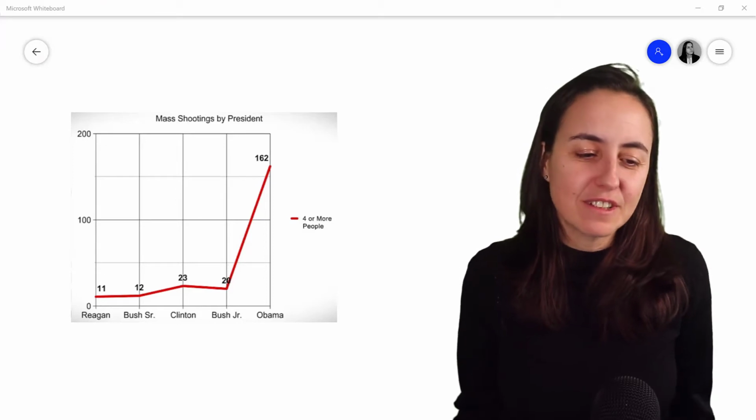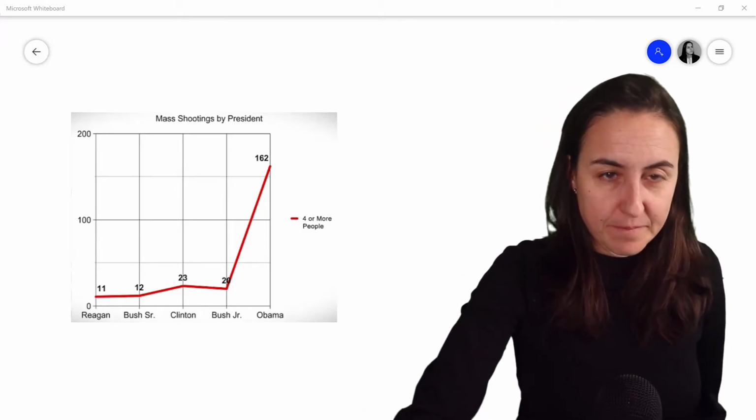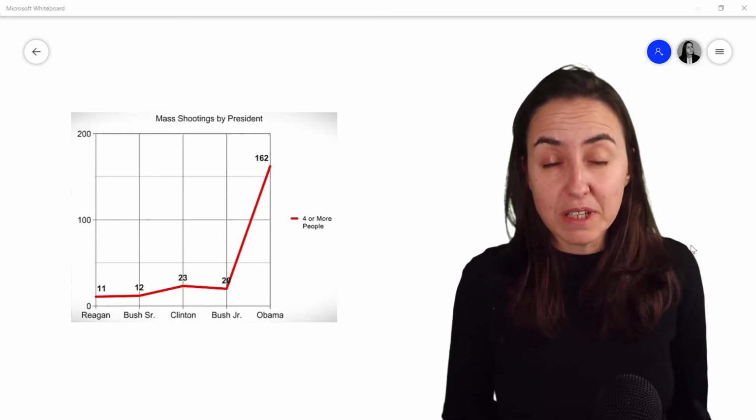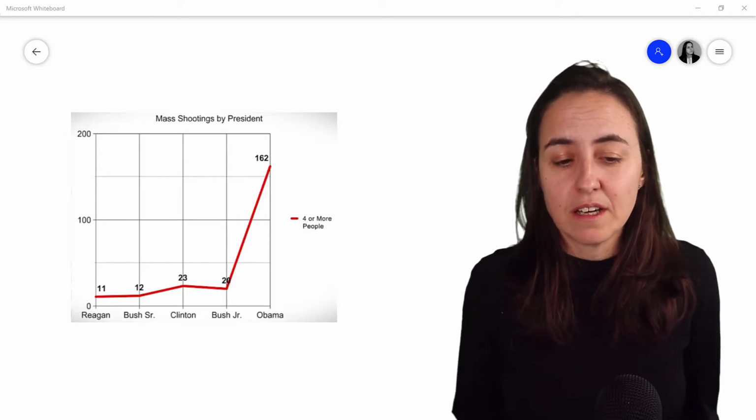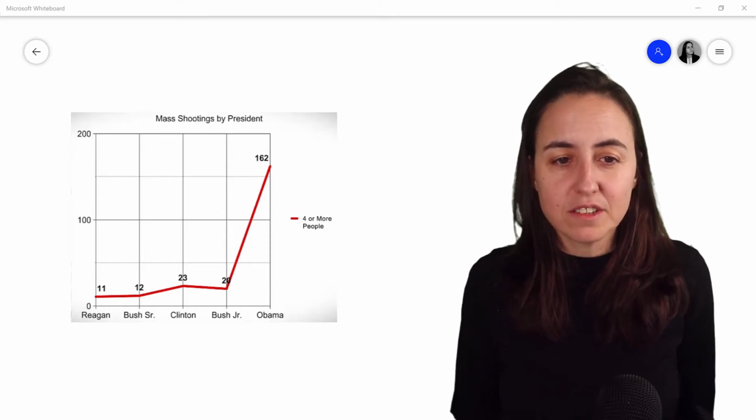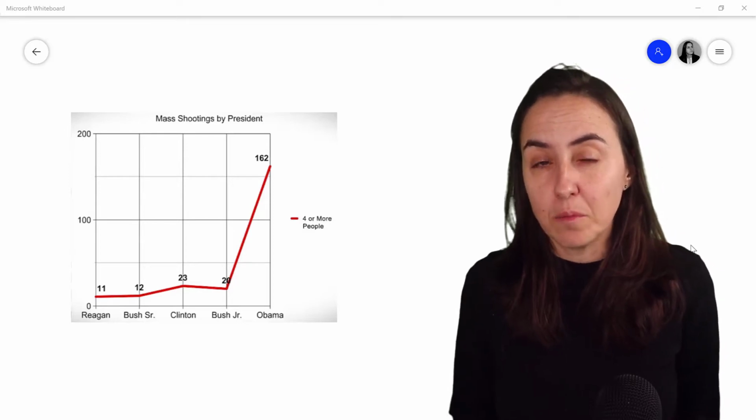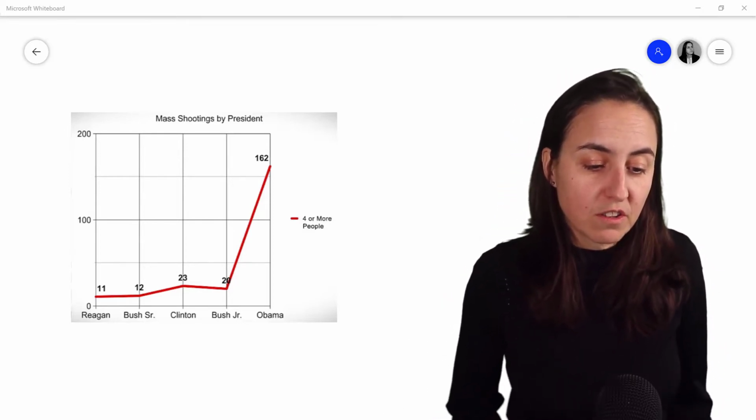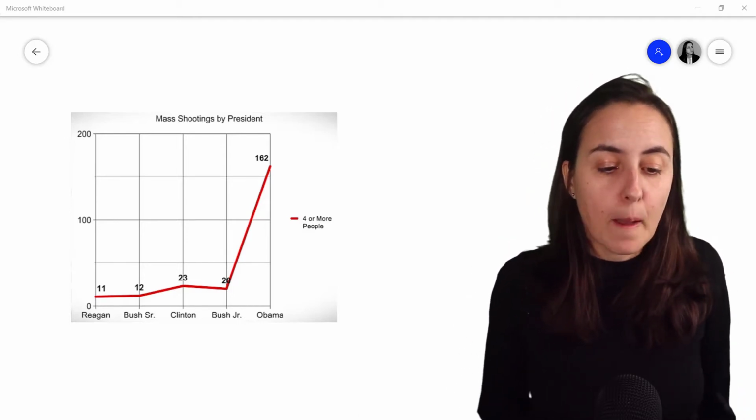Okay guys, I showed you this chart last week. It says mass shootings by president. This was a chart that was presented at Truth Stream Media after a shooting in San Bernardino, California. The title of the chart is "Why Have There Been More Mass Shootings under Obama Than the 4 Previous Presidents Combined?" And then you can see the chart in there. It says Reagan, Bush Sr., Clinton, Bush Jr., and Obama. And you see that Obama has 162 mass shootings.